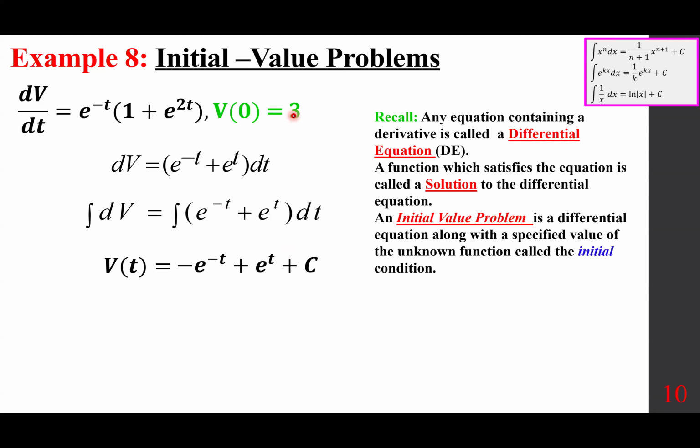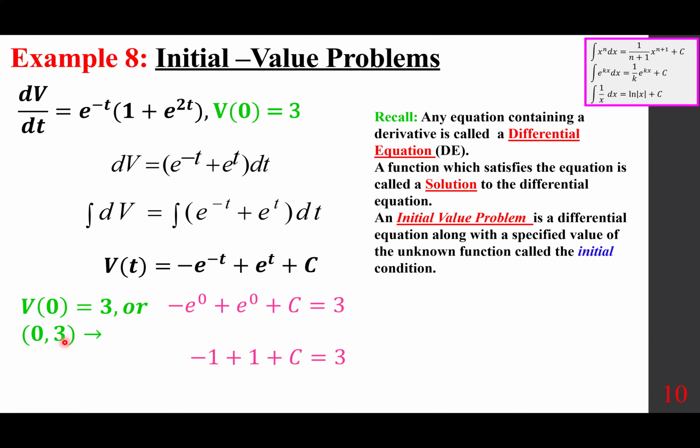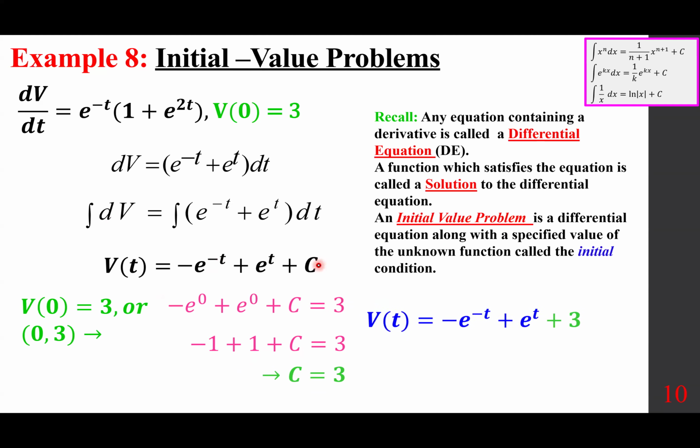If we didn't have this pair, which makes it an initial value condition, we would be done. But we do have the pair. We replace the independent variable t with 0 and the dependent variable y, or in this case v of t, with 3, and we plug in. E to the power of 0 is 1. These two cancel each other, so c becomes 3. And therefore, in this function, we replace the c.